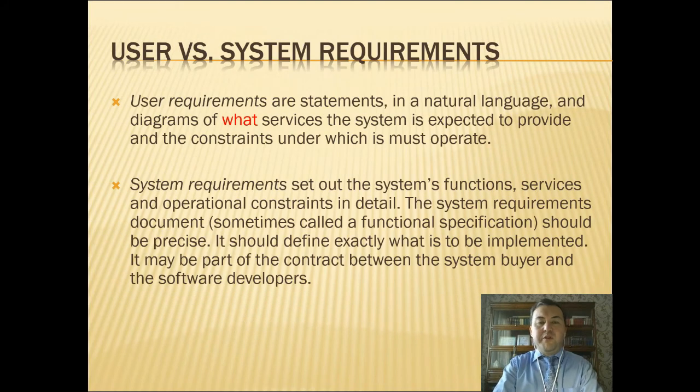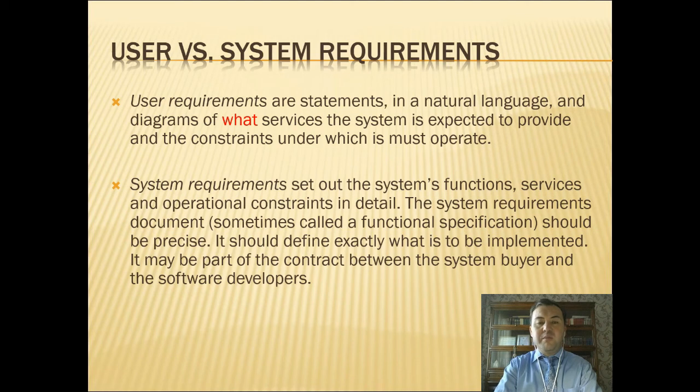Some of the problems that arise during the requirements engineering process are a result of failing to make a clear separation between these different levels of description. Developers distinguish between them by using the term user requirements to mean the high-level abstract requirements and system requirements to mean the detailed description of what the system should do. User requirements and system requirements may be defined as follows. User requirements are statements in a natural language plus diagrams of what services the system is expected to provide to system users and the constraints under which it must operate.